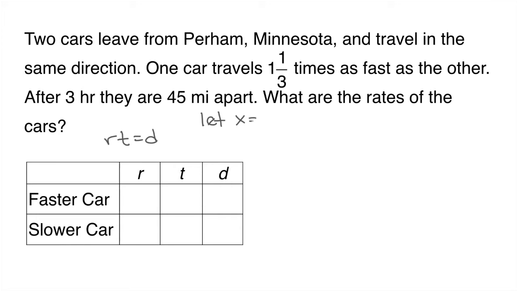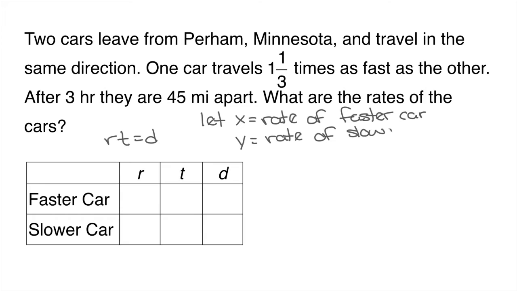We'll let x equal the rate of the faster car, and we'll let y equal the rate of the slower car. We can fill in the column for the rate, r, in our table because we've just defined it. The rate of the faster car, r, is x, and the rate, r, of the slower car is y.